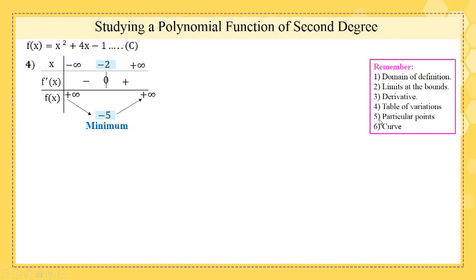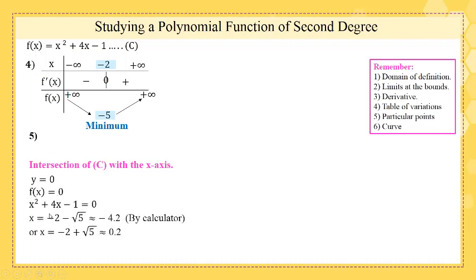Fifth step, determine some particular points of the curve. Let us start with the intersection of C with the x-axis. Thus, y equals 0. You know that y equals f of x. So, f of x equals 0. Therefore, x equals minus 4.2 or x equals 0.2 by calculator. We got the coordinates of 2 points, which are minus 4.2, 0 and 0.2, 0.